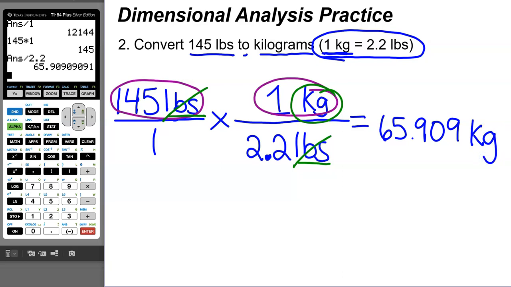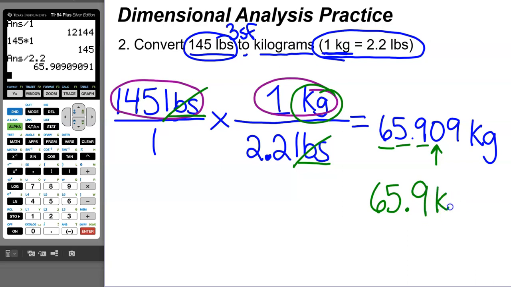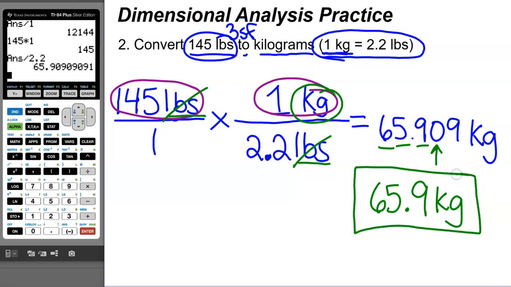And now we need to round to the correct significant figures. Looking at our given value, 145 pounds, that has 3 significant figures. So that's what we want to round our answer to as well. So I'm going to keep 1, 2, 3 significant digits, and then I'm going to use the next digit to round appropriately. 0 is certainly less than 5, so it's going to stay at 65.9 kilograms. And we'll box in our final answer there.